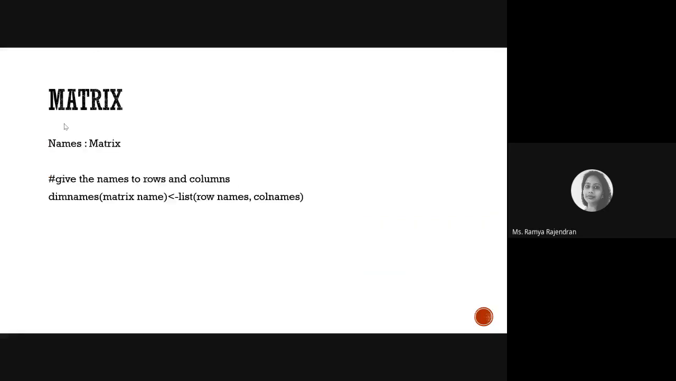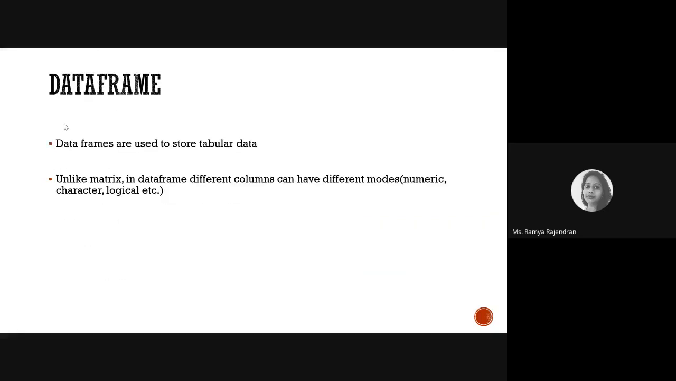Now we'll move into data frame, which is the last data type. We have been discussing scalar, vector, list, matrix, and finally data frame. So here you're using a tabular form to store and visualize your data. That is called a data frame. It looks kind of like a matrix, but here you can have different columns with different modes, which means you can have numeric, character, logical, any kind of different modes. Whereas in a matrix you'll have only numeric.